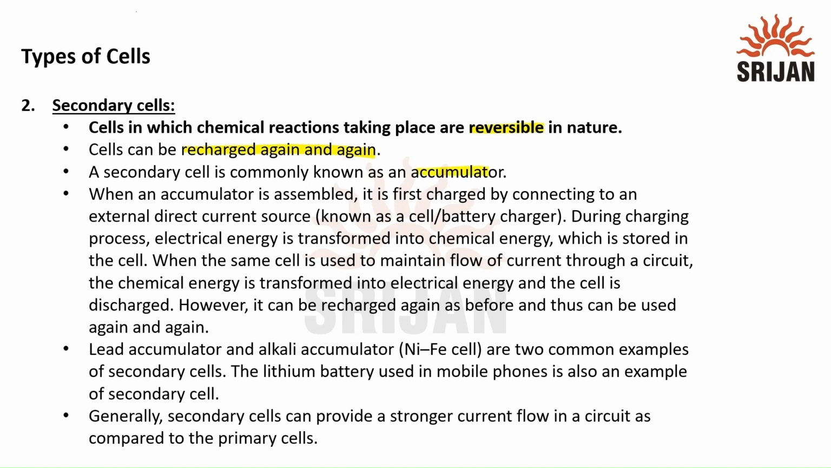When an accumulator is assembled, it is first charged by connecting to an external direct current source known as a cell or a battery charger. During the charging process, electrical energy is transformed into chemical energy, which is stored in the cell. When the same cell is used to maintain the flow of current, it again converts the chemical energy into electrical energy and the cell is discharged. However, it can be recharged again as before and thus can be used again and again. Examples of secondary cells are lead accumulator and alkali accumulator, which is the nickel and iron cell. Generally, secondary cells provide a stronger current flow in a circuit as compared to the primary cells.